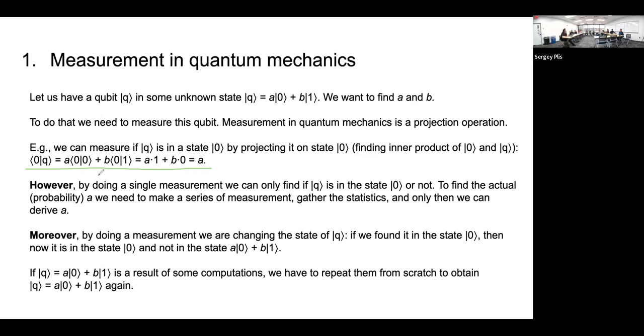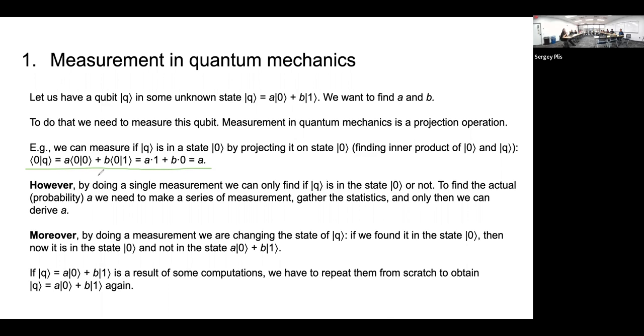However, there are certain limitations to measurements and to the computing derived from quantum computers. First, to actually find the exact state, we need to gather statistics. When we use a projection, a measurement, a single time, we can only find out whether the qubit is in state zero or it isn't. And to find the actual probability of this qubit being in state zero, we need to gather statistics and derive the probabilities from it.